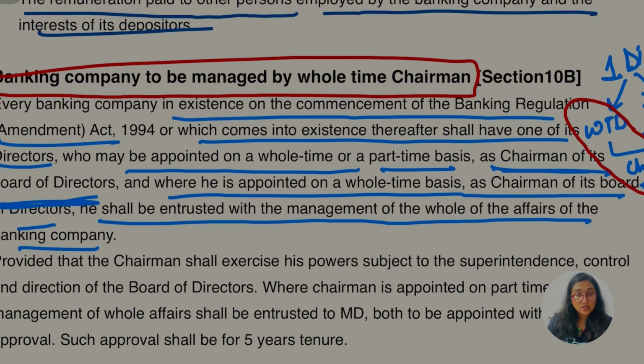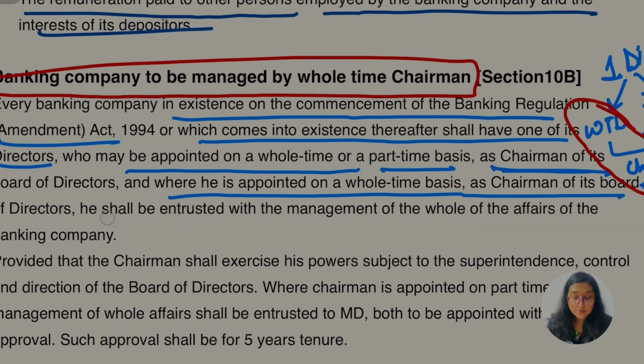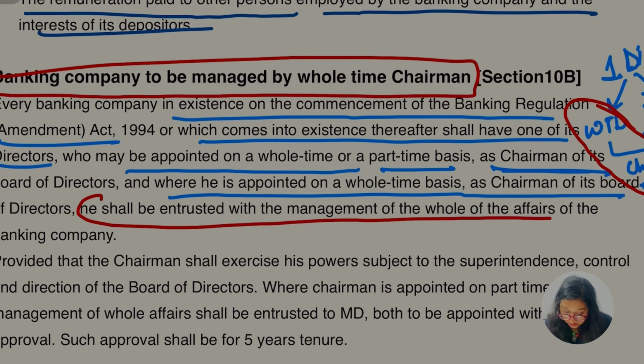So if the chairman is a full-time director, in that case, what does he have to do? The chairman of the board shall be entrusted with the management of the whole of the affairs of the banking company. What does that mean? Simple. What does the full-time director do? He is engaged in business, the day-to-day transaction of business, right? He is giving his full time. He is a full-time director.